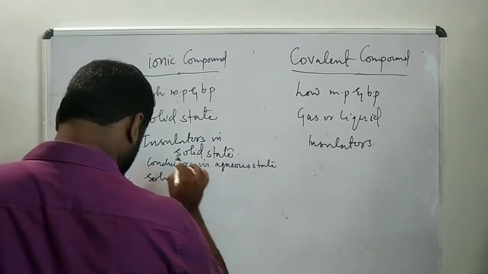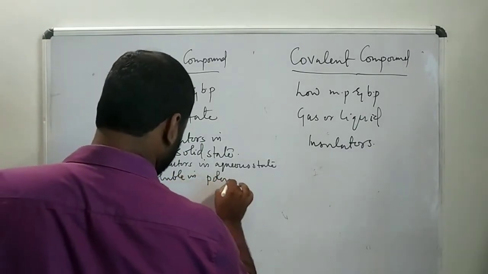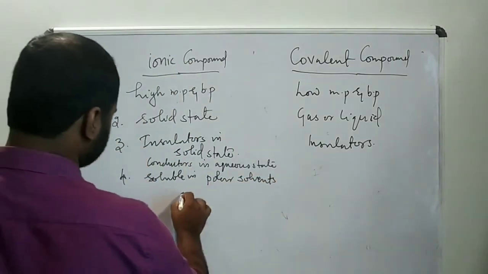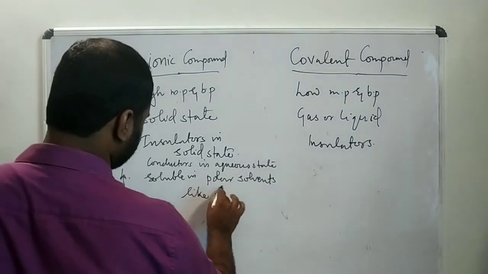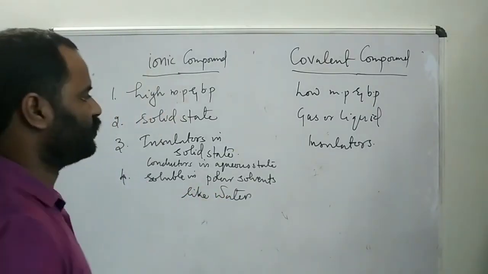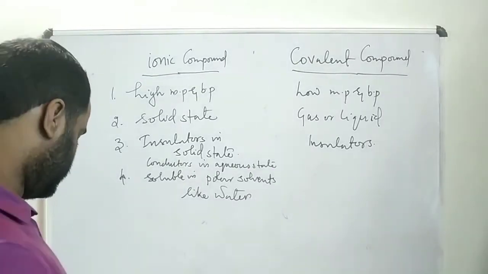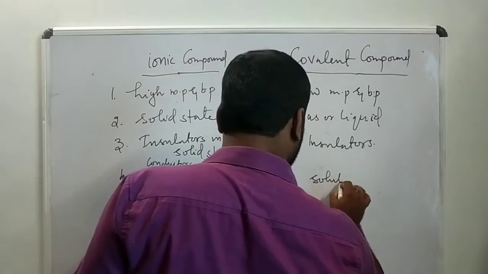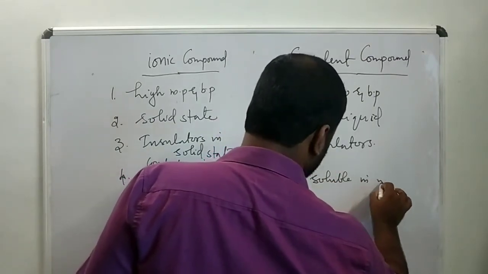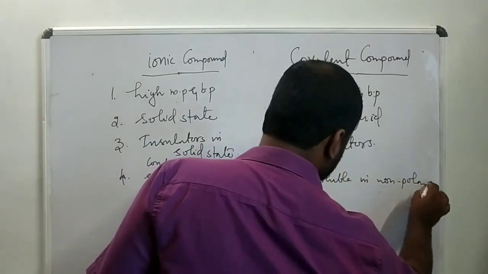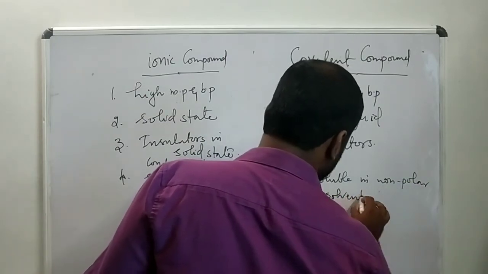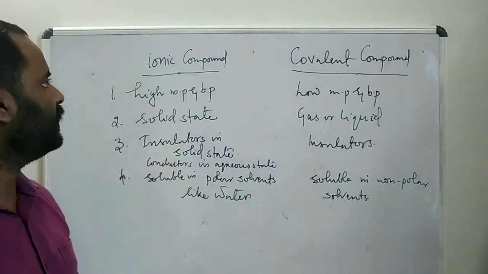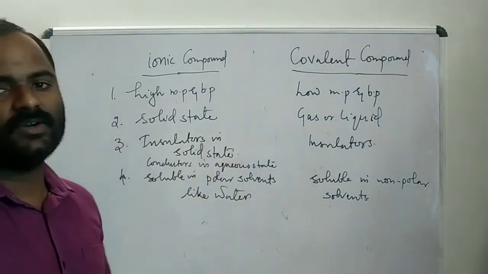Ionic compounds are soluble in polar solvents like water. Covalent compounds are insoluble in polar solvents and soluble in non-polar solvents. So these are the differences between ionic compound and covalent compound.